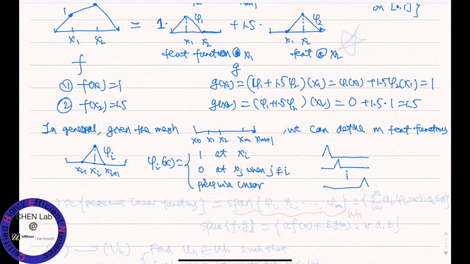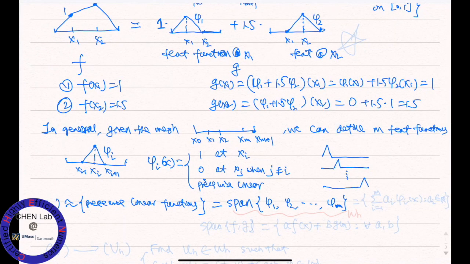And as we argued, W can be approximated by a space of piecewise linear functions. In the meantime, we just showed that the piecewise linear can be written as a linear combination of those tanh functions. In other words, this is basically a span of phi1, phi2, all the way to phi m.